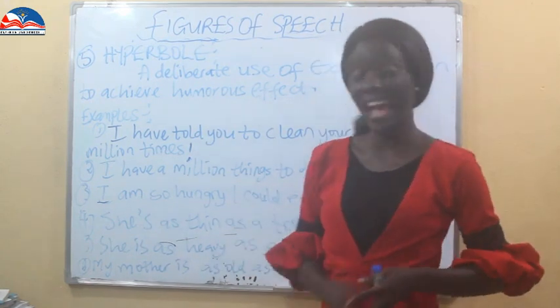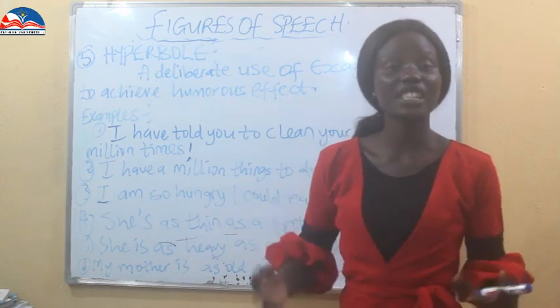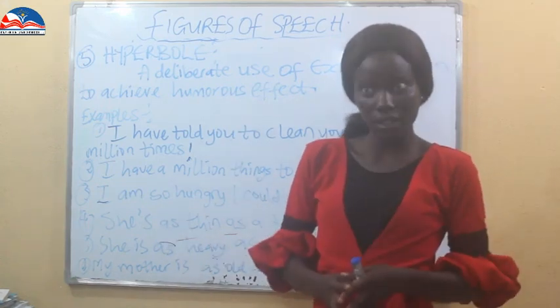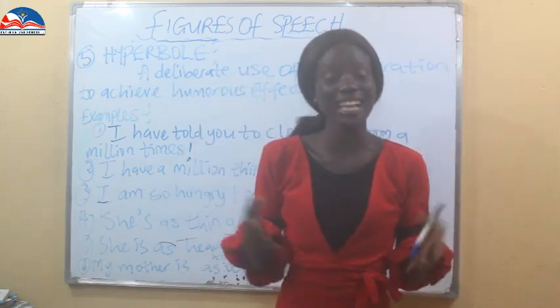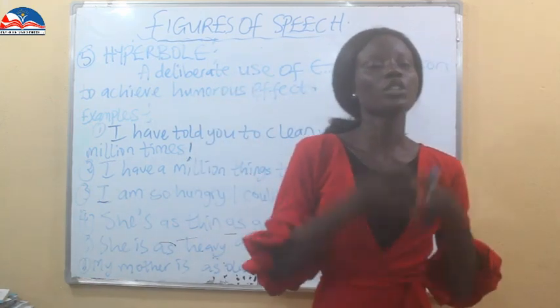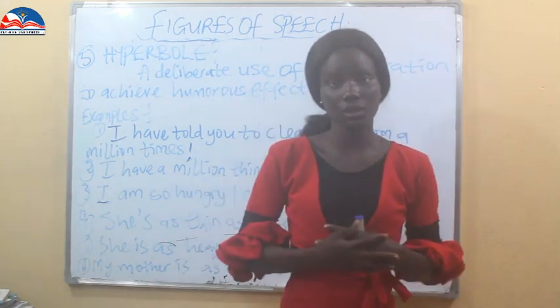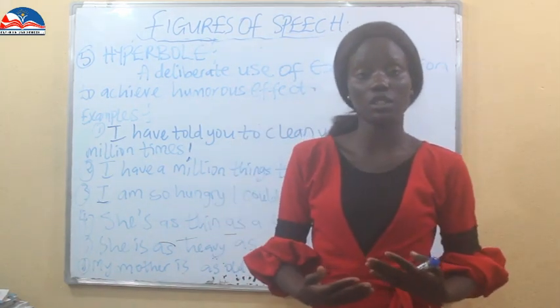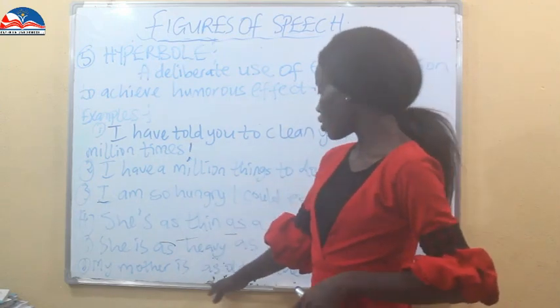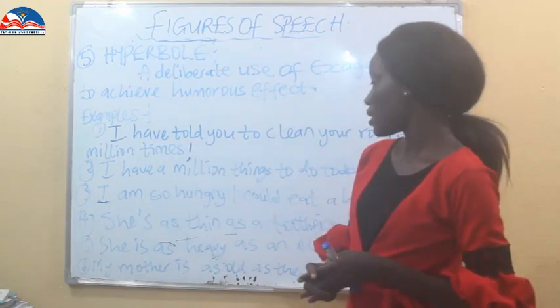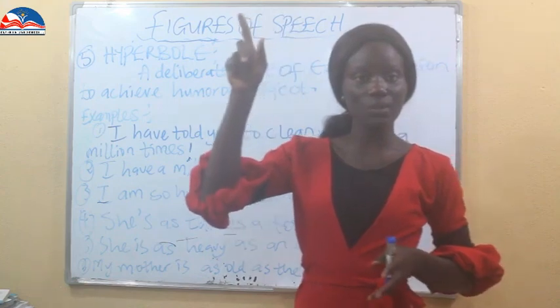She's as heavy as an elephant. How is it possible for someone to be as heavy as what? As an elephant. So the use of what? Exaggeration. And using exaggeration in words means what? Hyperbole. Then the next one we have, my mother is as old as the hills.